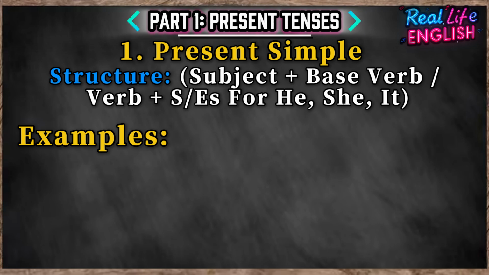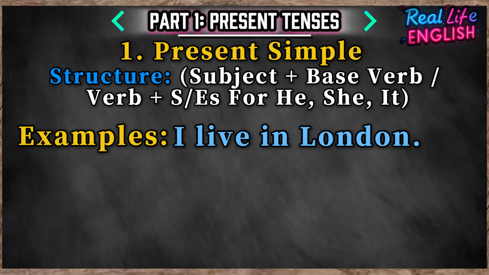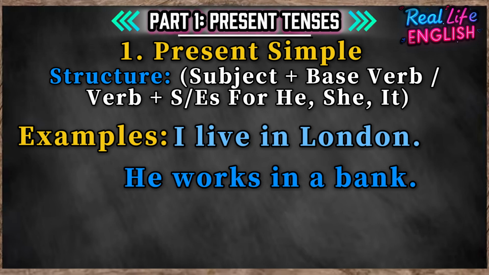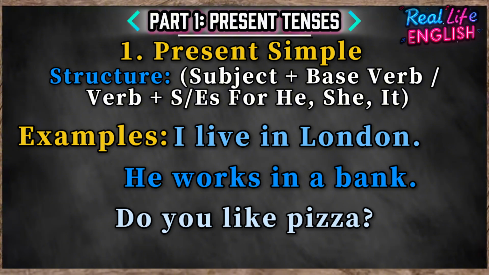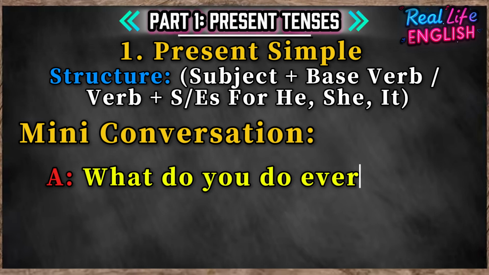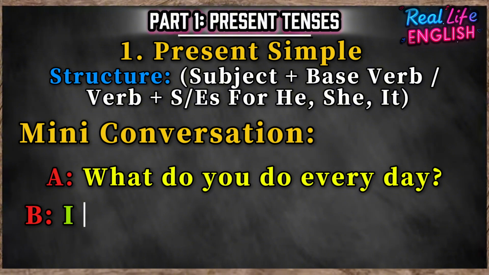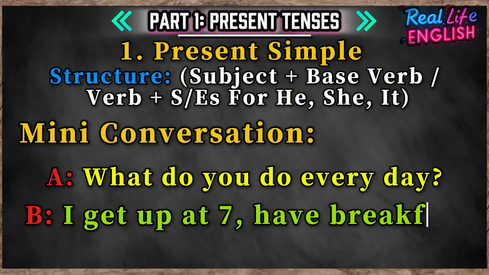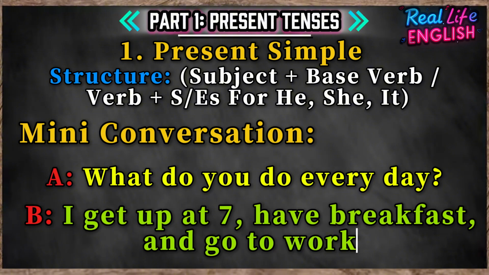Examples. I live in London. He works in a bank. Do you like pizza? Mini conversation. A. What do you do every day? B. I get up at 7, have breakfast, and go to work.